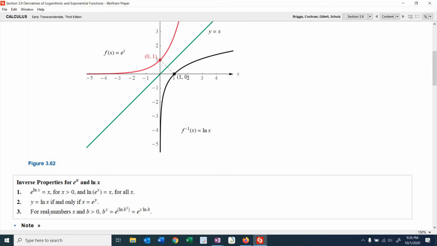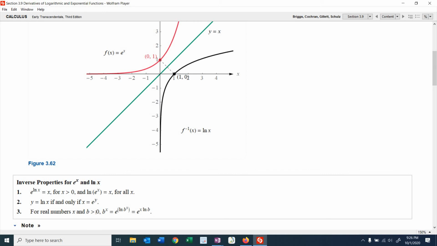Okay, the last one says, for real numbers x and b greater than 0, b to the x is equal to e raised to the ln of b raised to the x power, and that's equal to e raised to the x times ln of b.